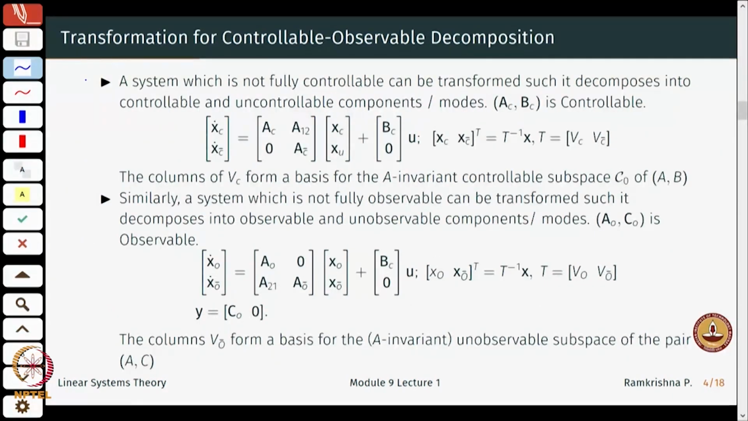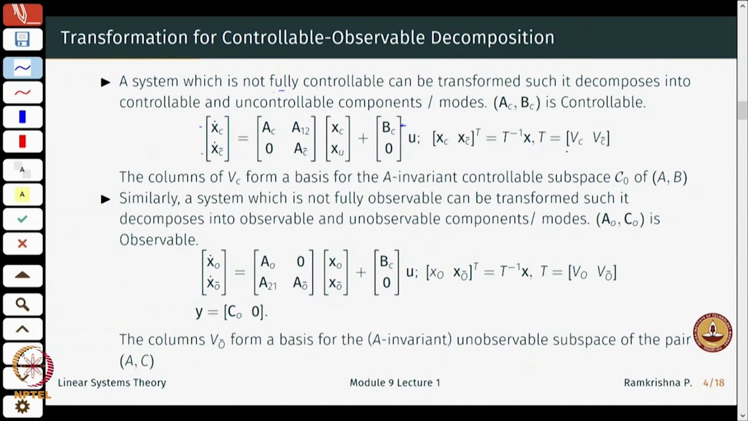Okay, so before we come to the overall decomposition, let us individually revisit the controllable and the observable decomposition techniques. So first, what we know is that a system which is not fully controllable can be transformed into its controllable modes, I call it XC, and the uncontrollable modes, I call them XC bar, right, in such a way that in XC dot, the B_C influences only the first k components, and then the remaining n minus k are uncontrollable, right.